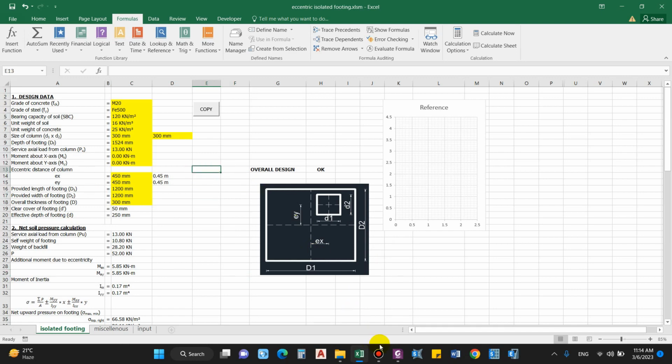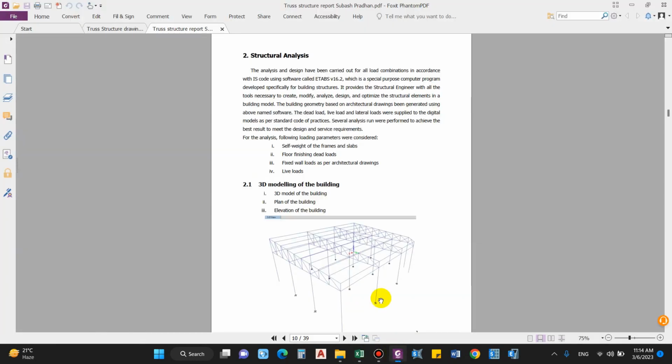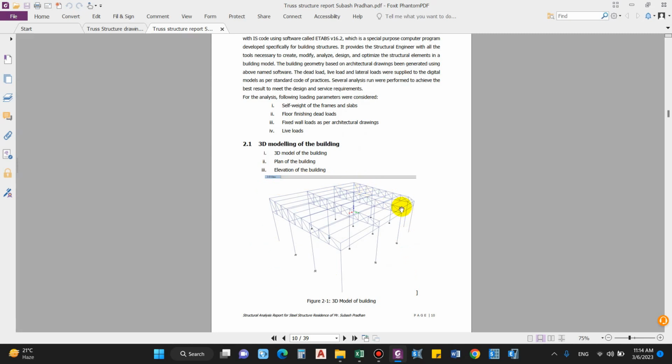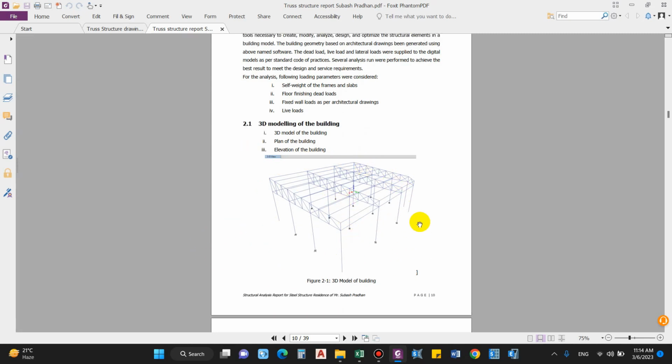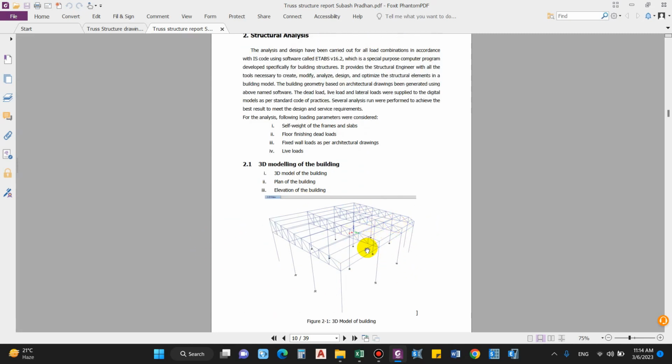So basically I am taking an example of this type of structure. You can see here, this is a simple one-story steel structure, so the load in the column will be very much less. In such cases the structural load, that is the weight of the column, is transferred to the footing through a pedestal, that is a column pedestal, and that will be fixed at the isolated footing.